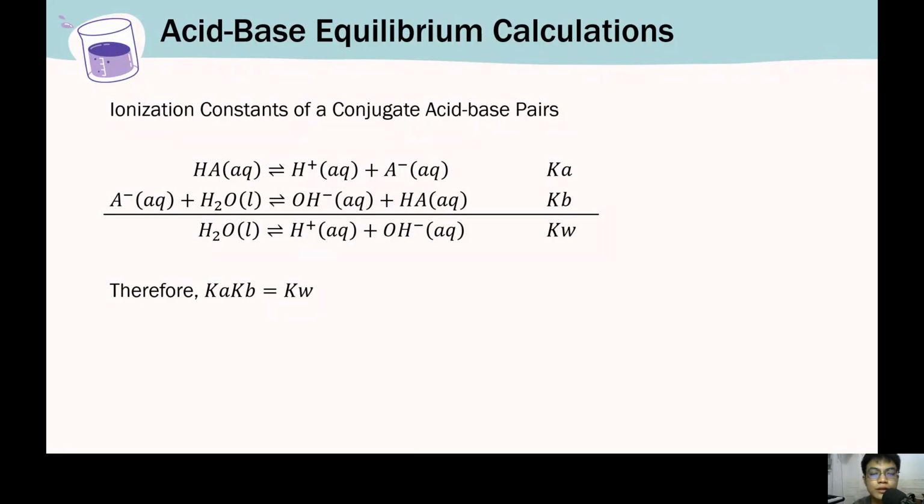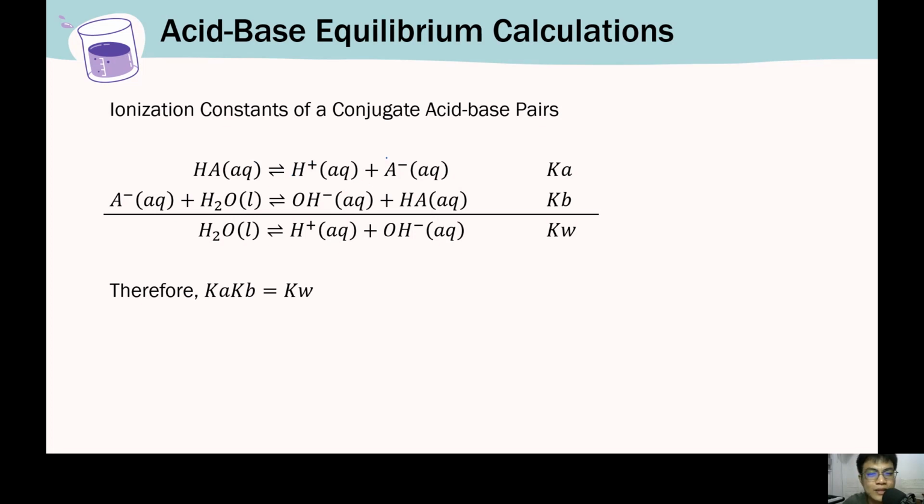Okay, so welcome back to the second part of the asynchronous discussion, and this will be about the ionization constant of conjugate acid-base pairs. Suppose you have an acid which is HA. You know that the acid can separate into ions, no? Pwede siya maghiwalay into H plus and then A minus.